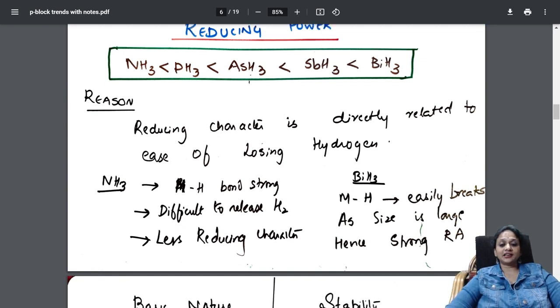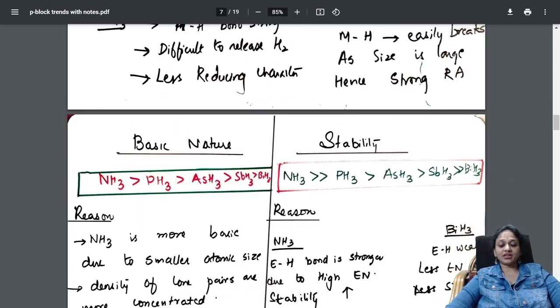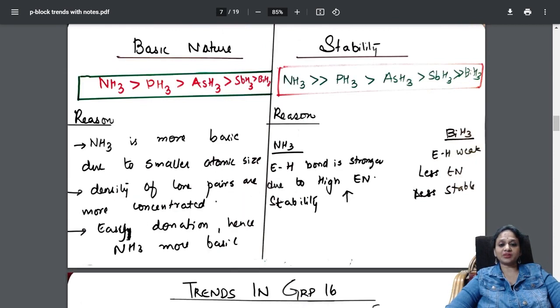All right. And important thing, then I have made two different tables, one for the basic nature and one for the stability. Everywhere I have written the reason. Please note it, students. So these are all the important trends of group 15.